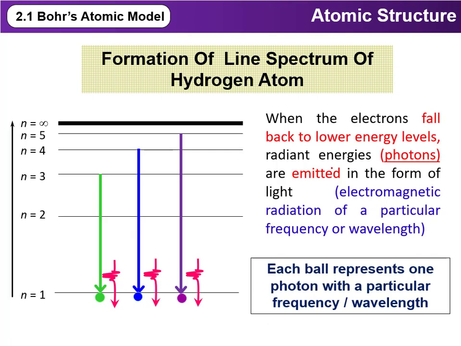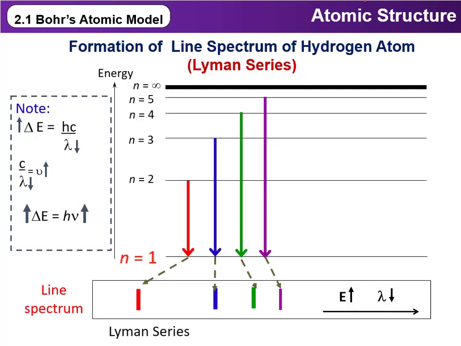When electrons fall back to the lower energy level, the radiant energy, which is the photon, the light energy, is emitted or released in the form of light. Each ball represents one photon with a particular frequency and wavelength. We will look at the Lyman series first. So what is the Lyman series?